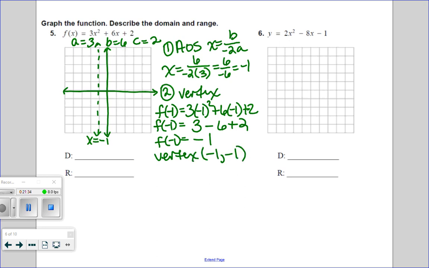So my vertex, the entire vertex ordered pair, is at -1, -1. That's fine. So now I come here and plot that really obviously, and I just label that as our vertex so we know where that's located.